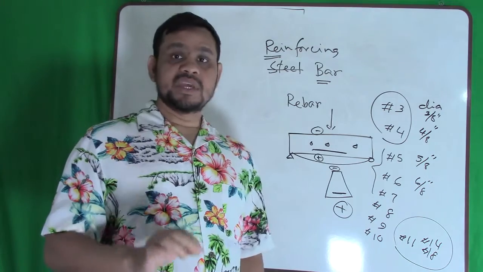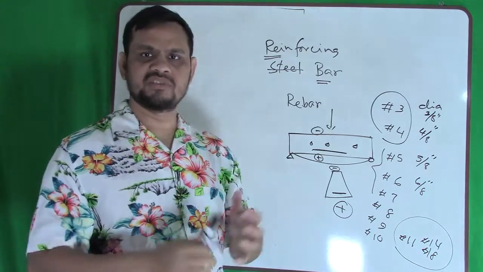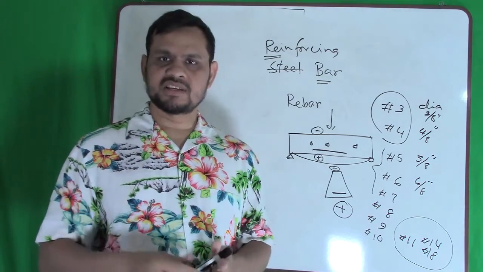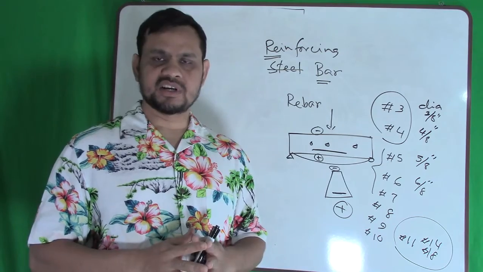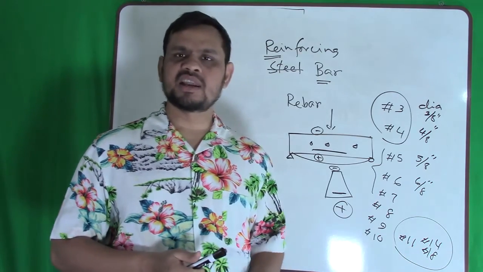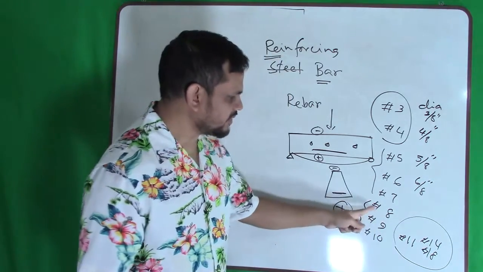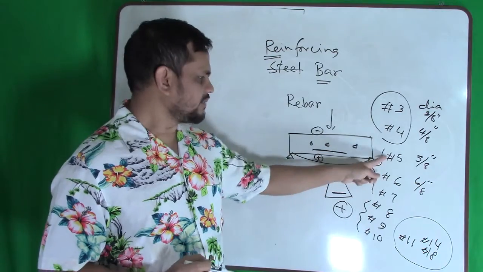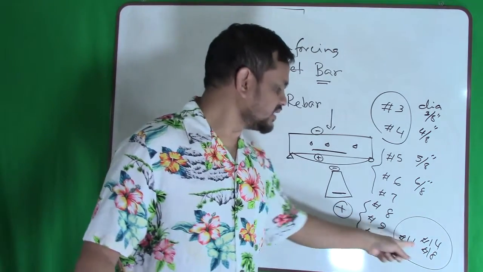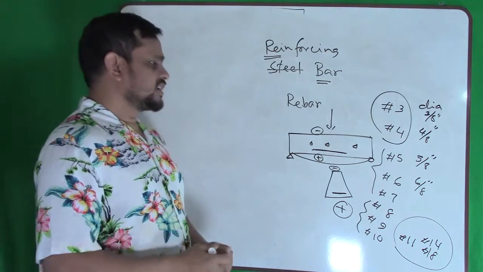Even 11 is so thick and very difficult to bend, so very difficult to use. So 11, 14 and 18 typically we use for bridge type structures where we need heavy reinforcement. Otherwise we do not use 11, 14 and 18 in our normal use. So for beam and column, 8, 9, 10 is a good number. Slab 5, 6, 7 good. 3, 4 mainly for tie. Now if we use number 9 say in a bridge, is it a problem? No, but it is just common practice.